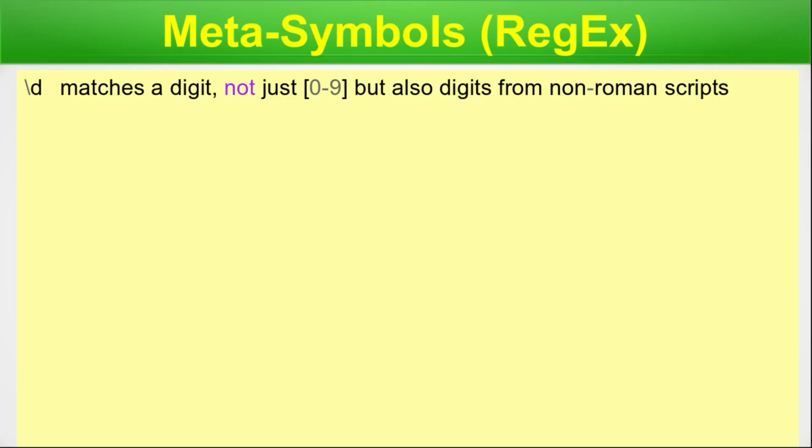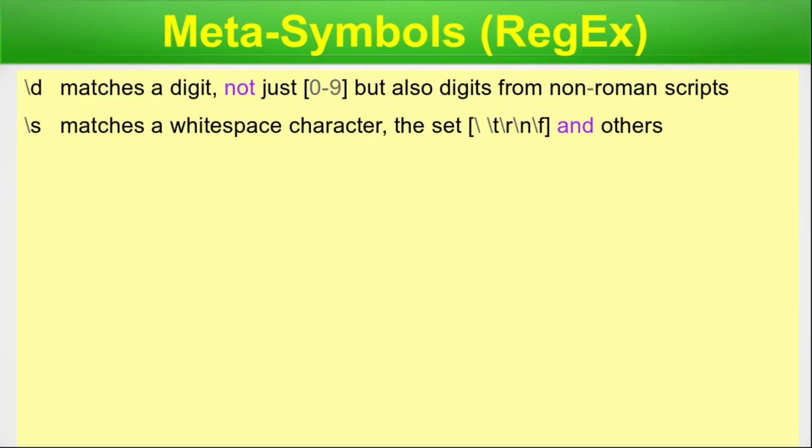Let's move on to meta symbols. We have just covered the meta characters, now let's see the meta symbols. \d matches a digit, not just 0 to 9 but also digits from non-Roman scripts. \s matches any white space character, which can be space or \t, \r, \n, \f, and others. This is used for generic matching of white space characters, so you can use it when you do not know which white space character is there.